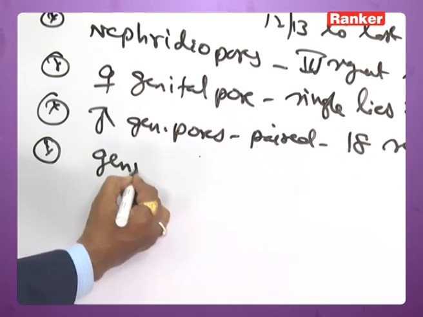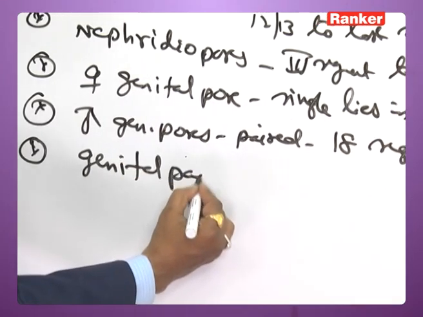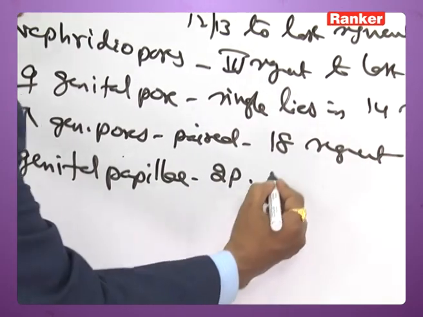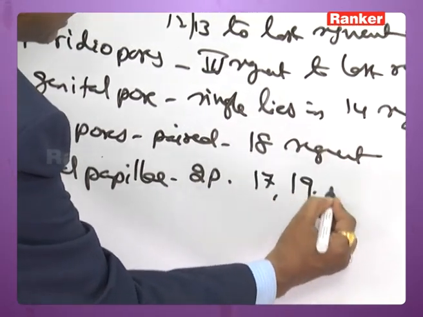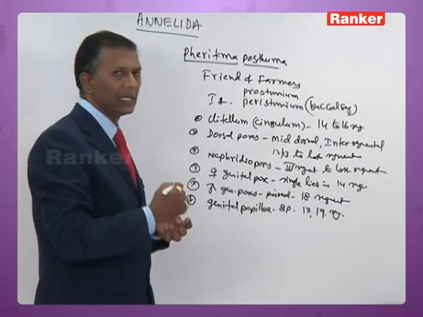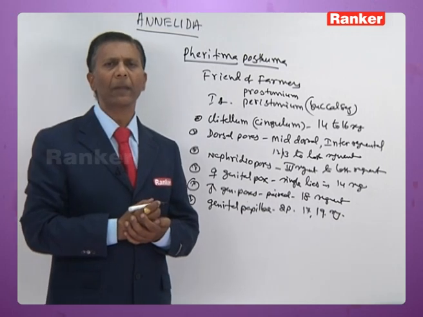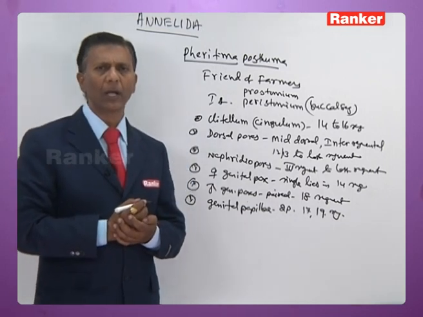Genital papillae are two pairs. They are present in the 17th and 19th segments. They help in clasping the worms during copulation.